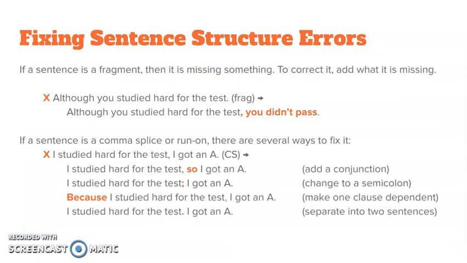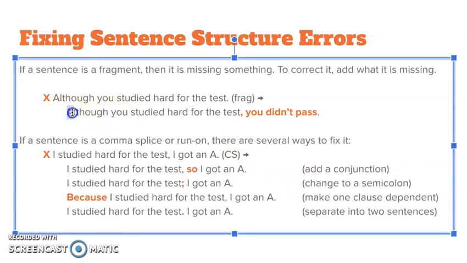So, last thing, how can you fix these sentences? Maybe you already know, that's great, but let's look. If a sentence is a fragment, then it's missing something. So this is very easy. To correct it, just add what it's missing. We talked about this one before. Although you studied hard for the test is a fragment. So what's it missing? Main clause. So just add a main clause. This one's a little trickier.